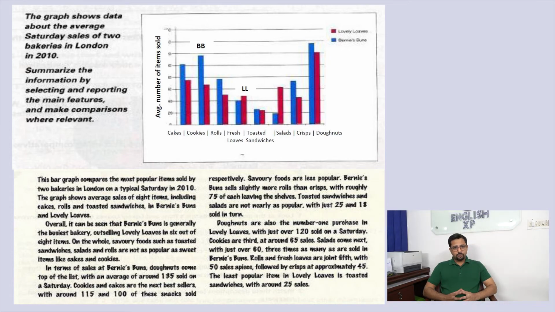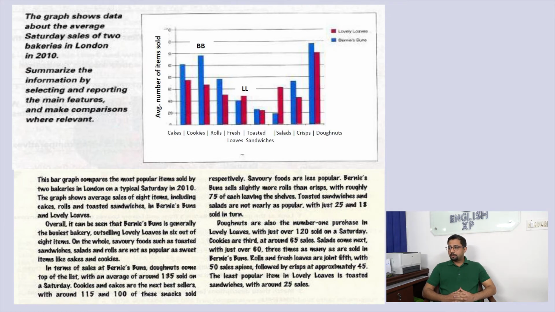And then we see some more language in this. Slightly more rolls. Salads are not nearly as popular. So this is all the type of language that you can use in any task 1 question where you need to describe something or compare two things. Now let's look at our last paragraph.